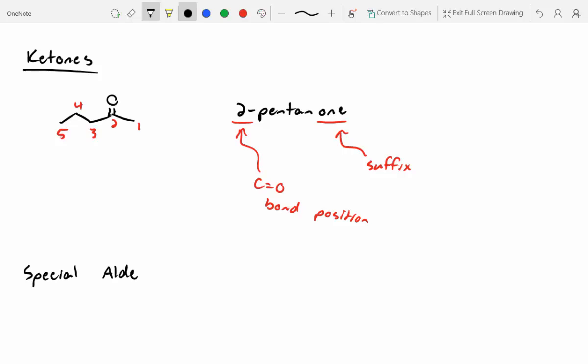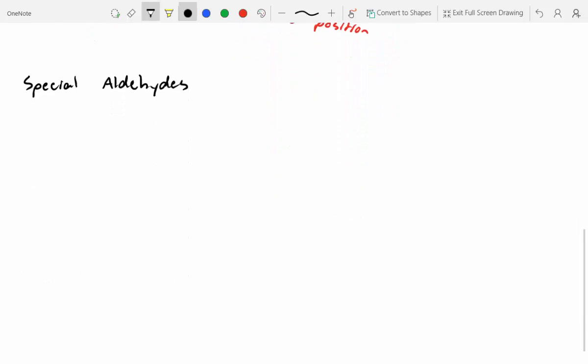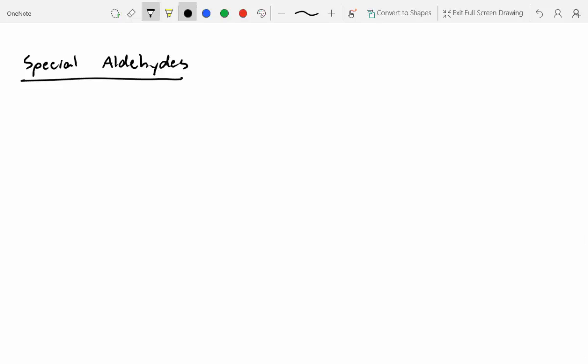So I'll do special aldehydes first, and then we'll go into the special ketones. So let's take a look at some special aldehydes that don't really follow the traditional IUPAC naming. Does anybody know what this aldehyde's called? Formaldehyde.